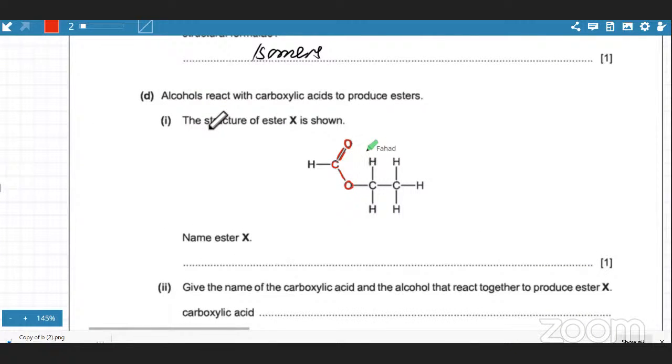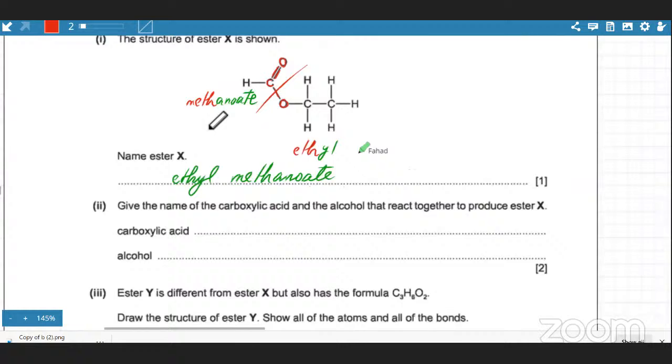Esters are named in two parts around the ester functional group. This side has one carbon atom, so this would be called meth. This other side has two carbon atoms, so that would be called eth. The suffix is going to be different. The single O side is going to be called ethyl, whereas the double bond O side would be called oate. So the name of the molecule would be ethyl methanoate.